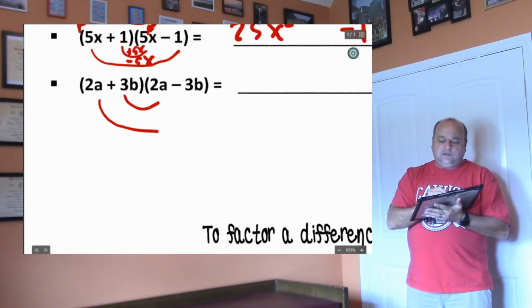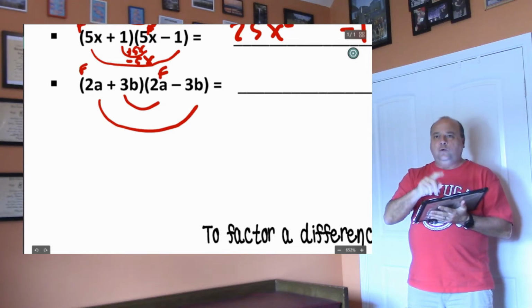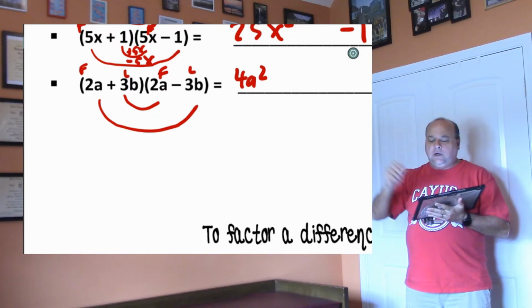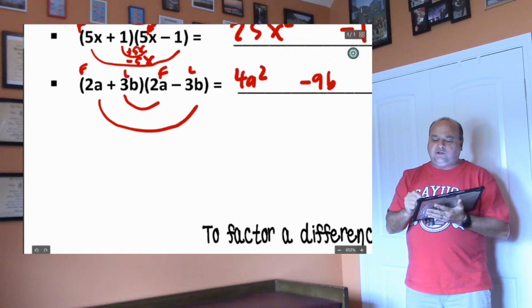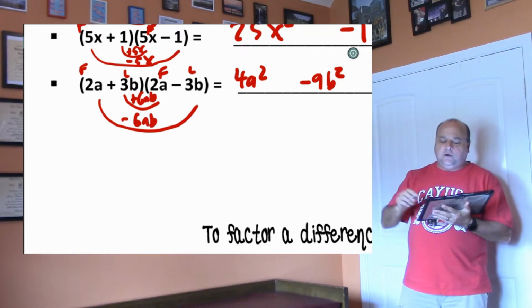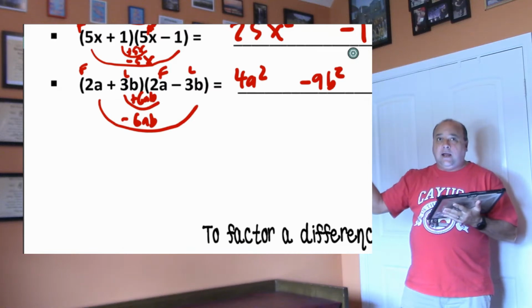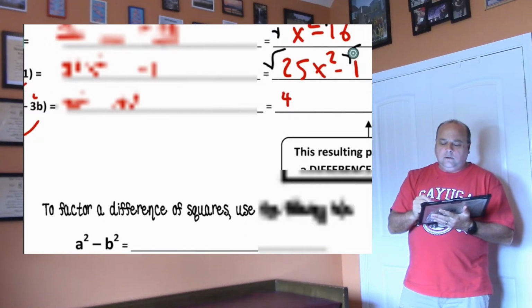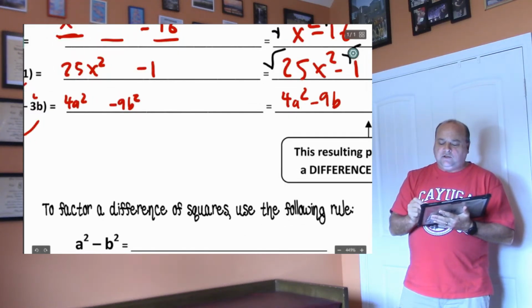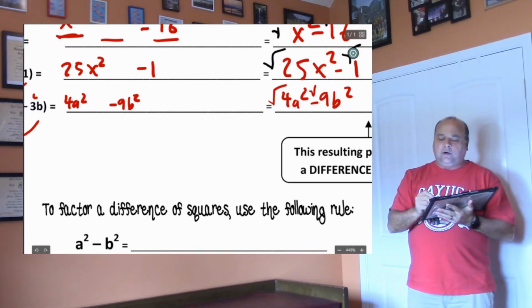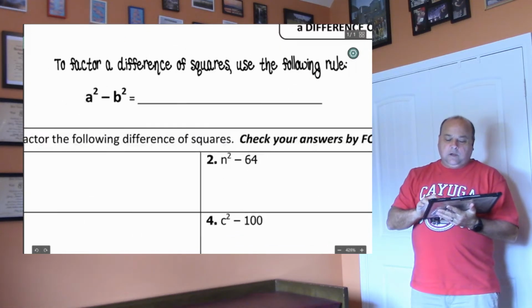Draw your arches. These are our first terms, so 2a times 2a is 4a squared. These are our last terms: 3b times negative 3b is negative 9b squared. And then the inside arch is plus 6ab, and the outside arch is minus 6ab. Remember, sign, number, letter, exponent, right? And so the 6ab's cancel out, don't they? So our answer is just going to be 4a squared minus 9b squared. Piece of cake there. So they're both perfect squares, right? Now then, let's keep going.